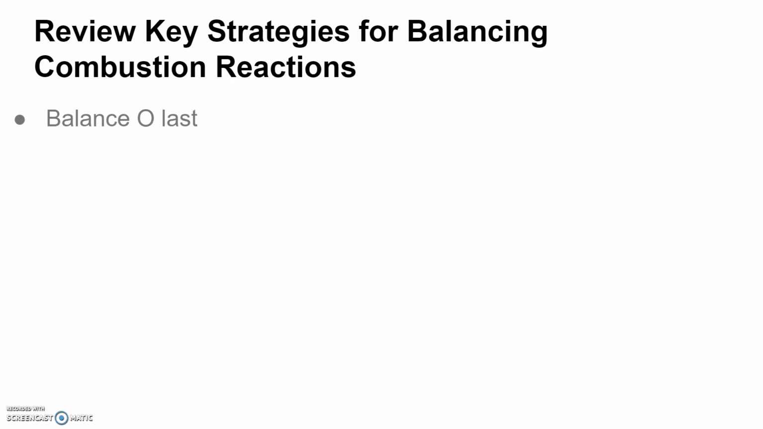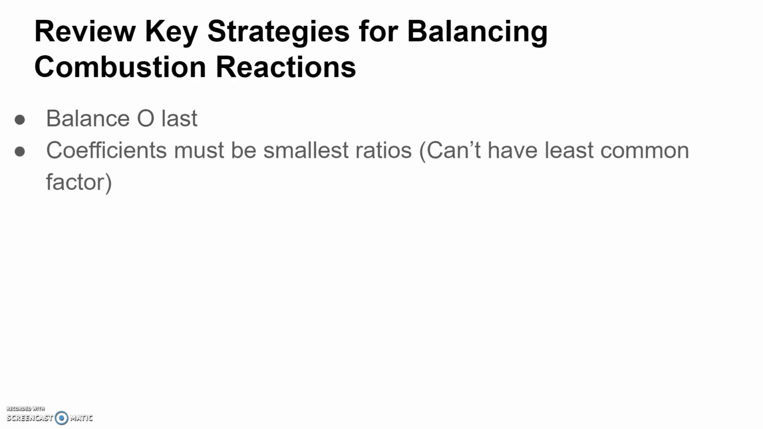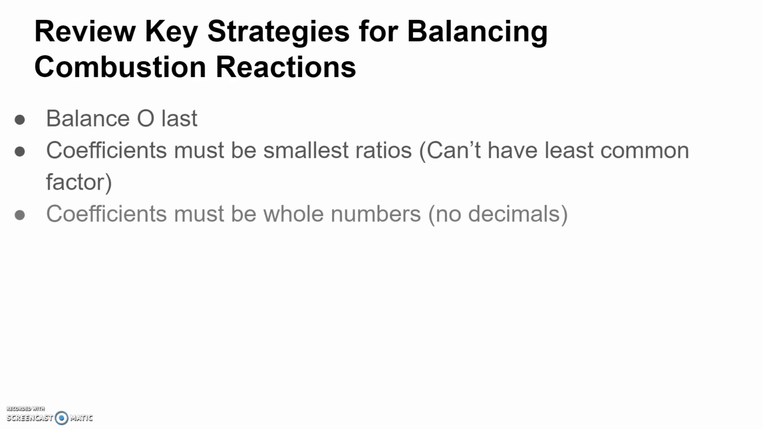All right, so the main key strategies here are to balance the oxygens last. Make sure that the coefficients are the smallest ratios possible. They can't have a least common factor. You can't simplify them by dividing them all by the same number. And they all must be whole numbers. No decimals are allowed.